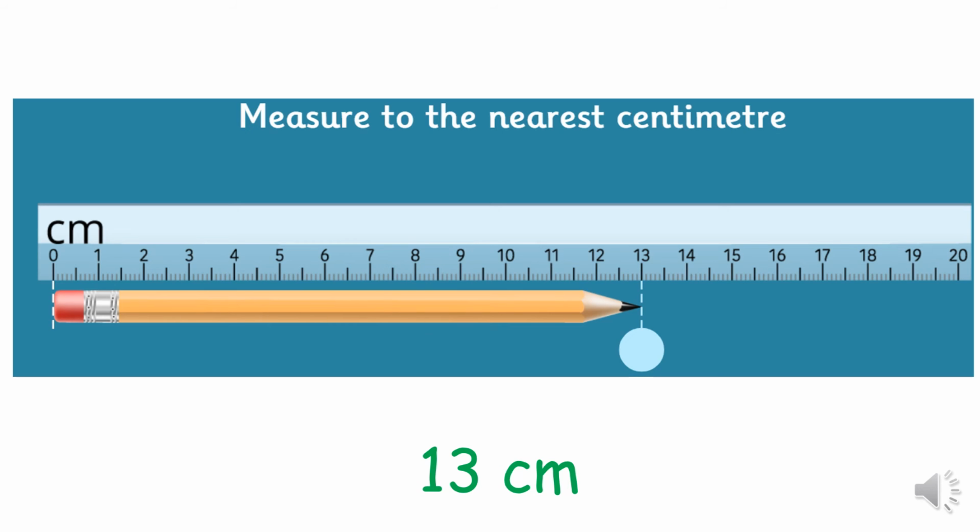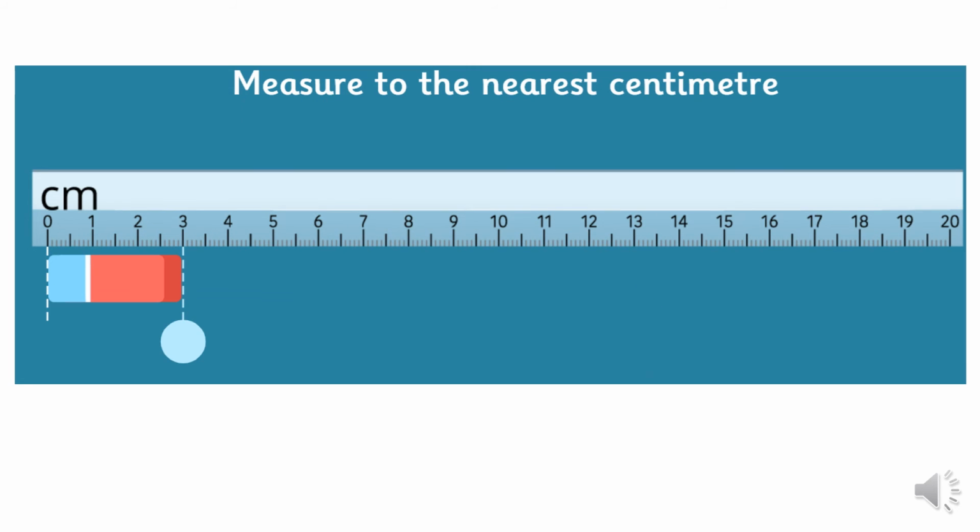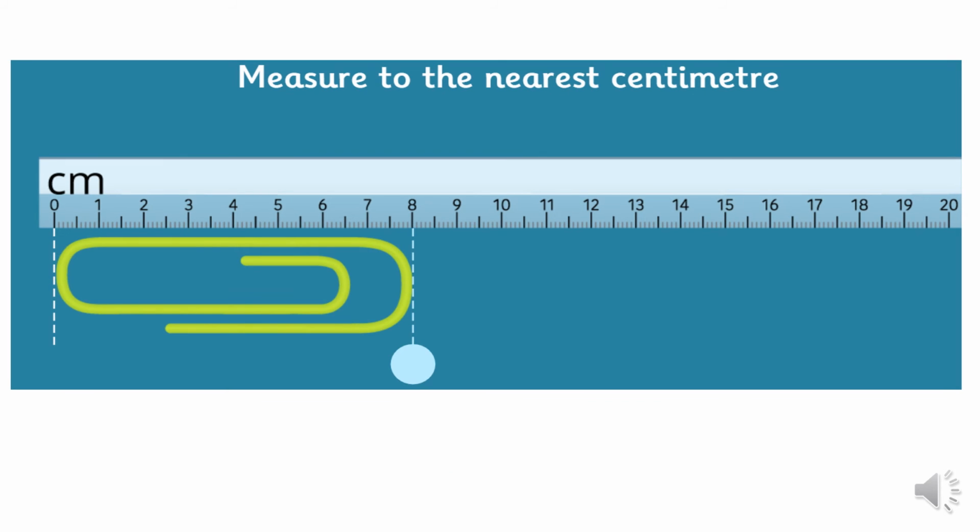It lands exactly underneath the number 13. What about the rubber? Shout out the answer when you know it. It's 3 centimetres long. Well done if you got that right. And well done if you said centimetres after the number. What about the paperclip? How long is the paperclip? It's 8 centimetres long.